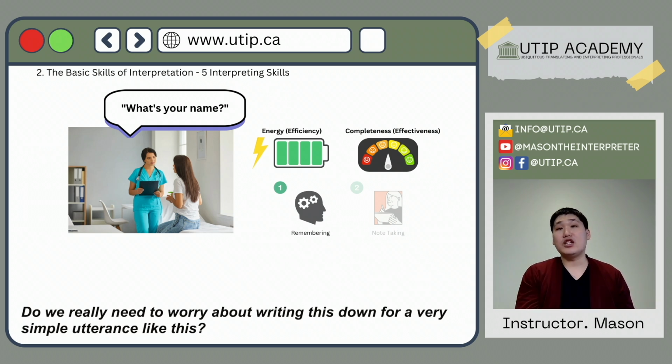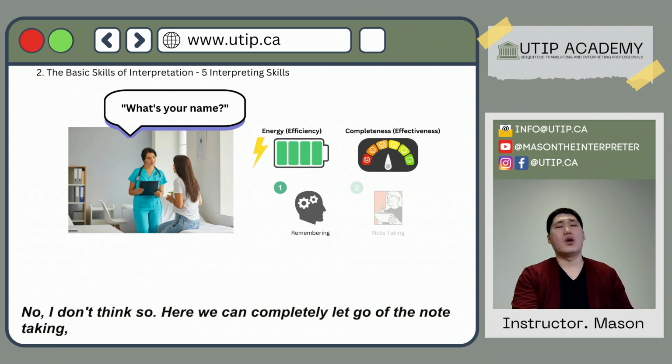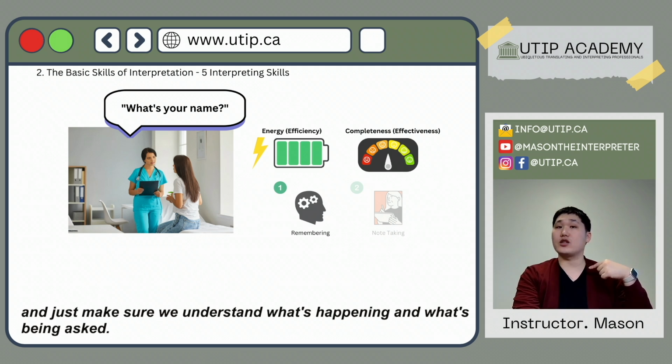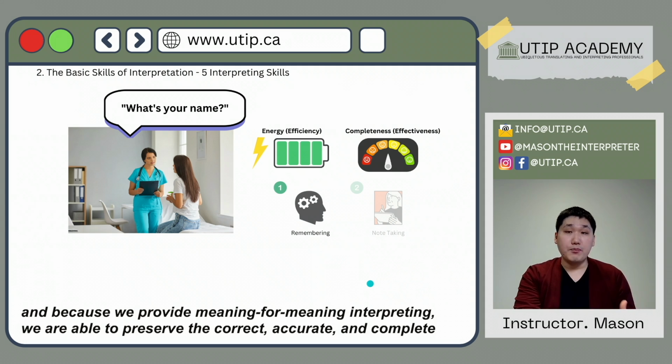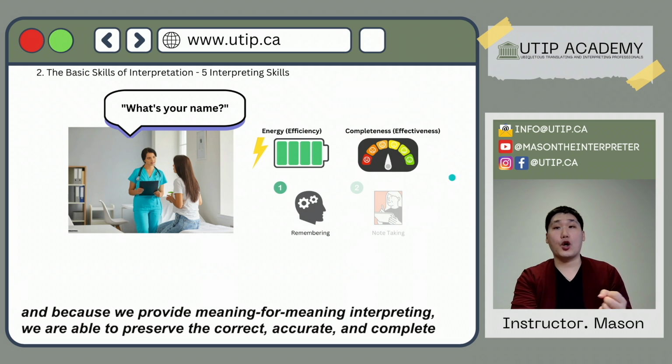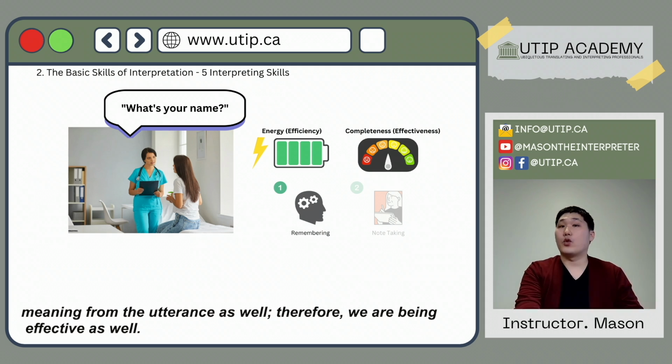Do we really need to worry about writing this down for a very simple utterance like this? No, I don't think so. Here we can completely let go of the note-taking and just make sure we understand what's happening and what's being asked. We are able to preserve our energy, therefore we are being efficient. And because we provide meaning for meaning interpreting, we are able to preserve the correct, accurate, and complete meaning from the utterance as well. Therefore, we are being effective as well.